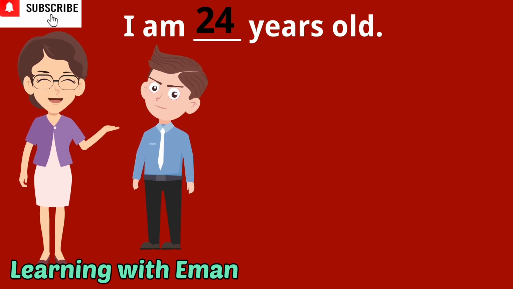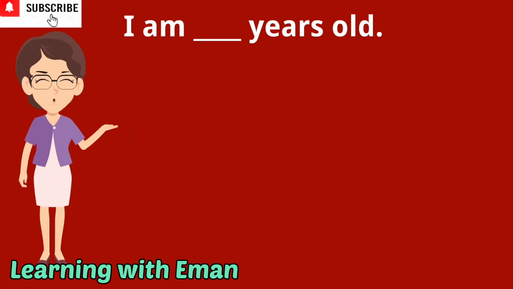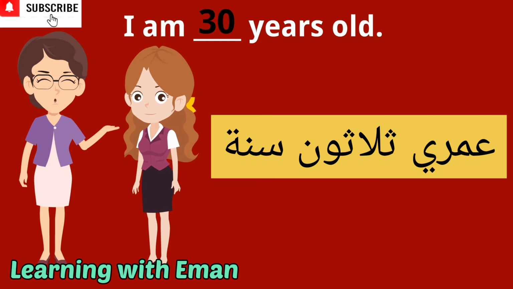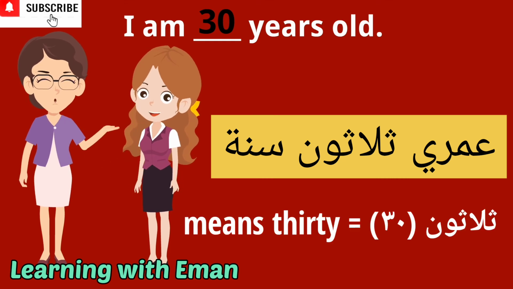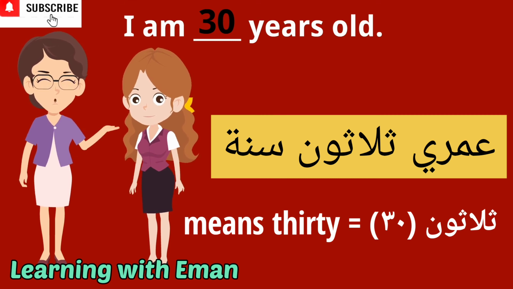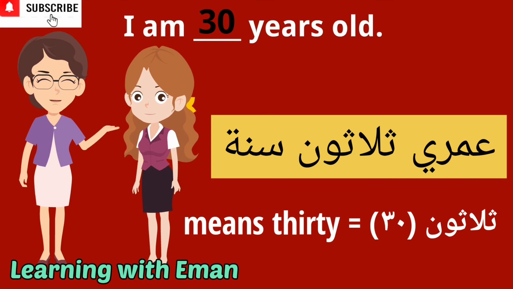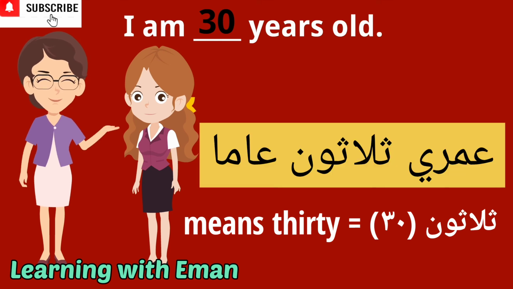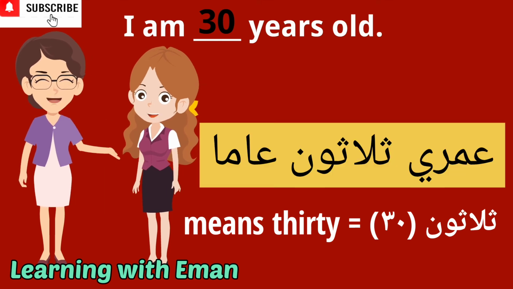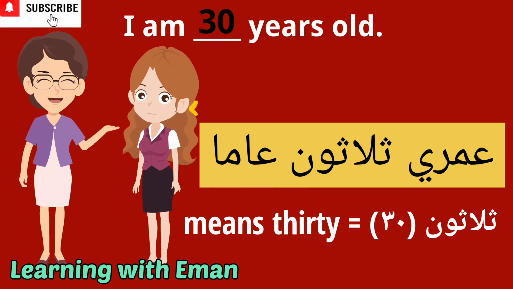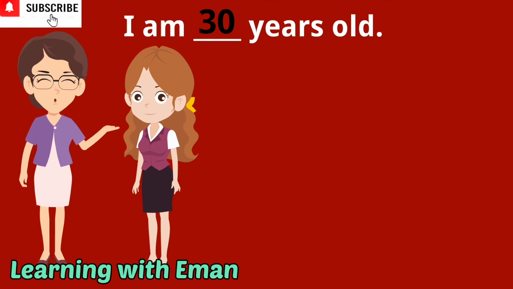I'm 24 years old. Another example, if the age is 30, عمري 30 سنة. Try to speak aloud as often as possible. Or you can say عمري 30 عاما. Please repeat. I'm 30 years old.